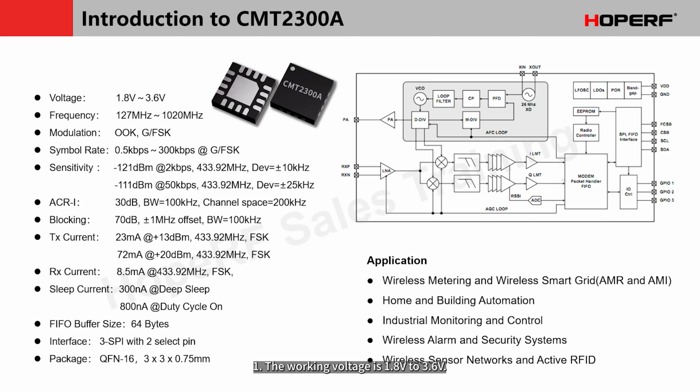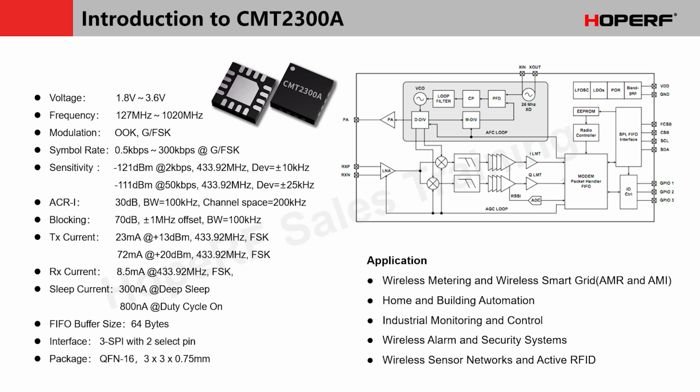1. The working voltage is 1.8 V to 3.6 V. The sensitivity can reach -121 dBm at low speeds. When the data rate is 50 kbps, its sensitivity is -111 dBm. Its adjacent channel suppression index can reach 30 dB, with a bandwidth of 100 kHz at this time, and the channel spacing is 200 kHz. Its out-of-band suppression index, blocking, has 70 dB at plus or minus 1 MHz offset, with a bandwidth of 100 kHz at this time.